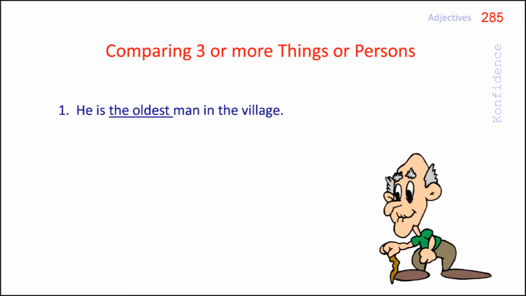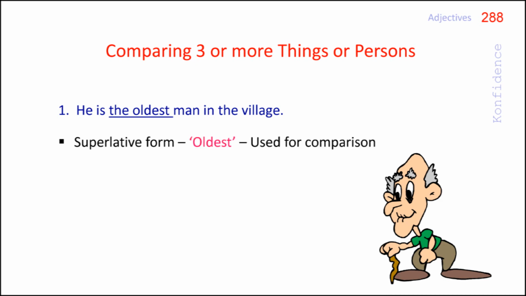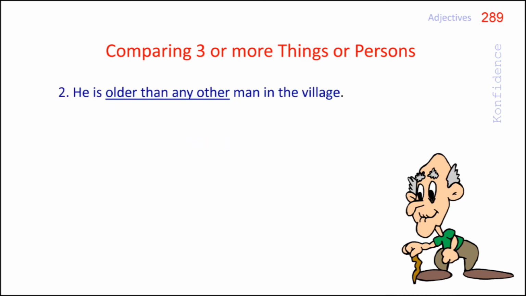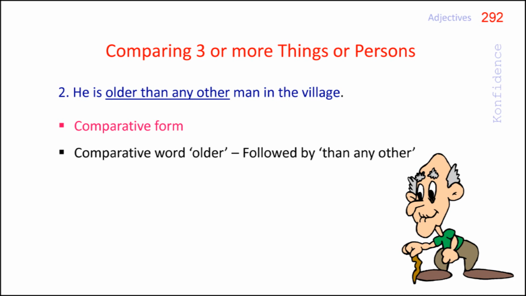In the first sentence, the superlative form of the adjective, oldest, is used to compare the oldness of the person, he, with the rest of the men in the village. In the second sentence, comparative form of the same adjective is used for the same purpose. The comparative word older is followed by than any other.